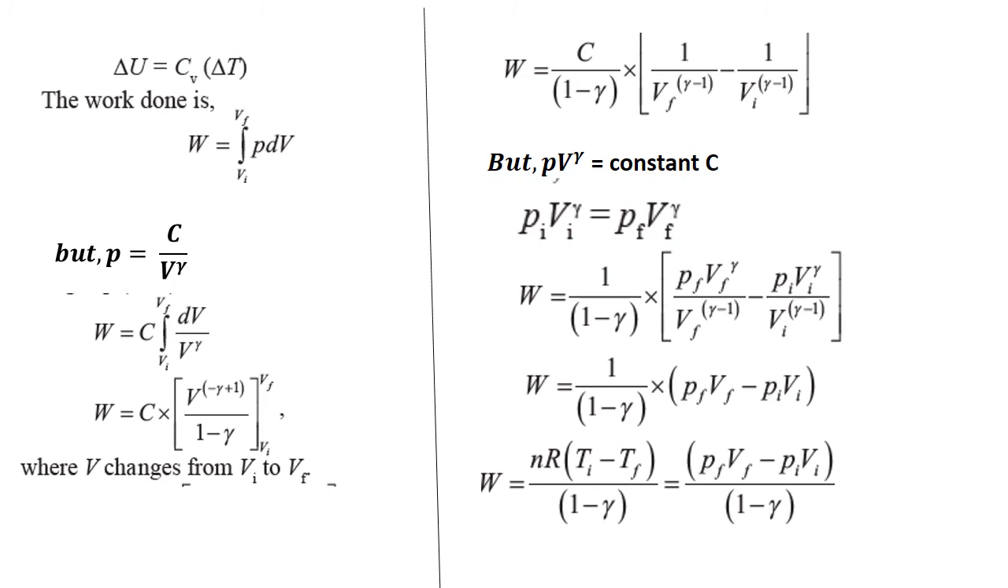So observe the factor Vf raised to gamma upon Vf raised to gamma minus 1, or Vi raised to gamma upon Vi raised to gamma minus 1. We can use here the laws of indices. As the bases are same, add up the indices. Doing that arithmetic, we get W is equal to 1 upon 1 minus gamma into Pf Vf minus Pi Vi. Therefore, work done W is equal to nR Ti minus Tf upon 1 minus gamma, which is same as Pf Vf minus Pi Vi divided by 1 minus gamma.